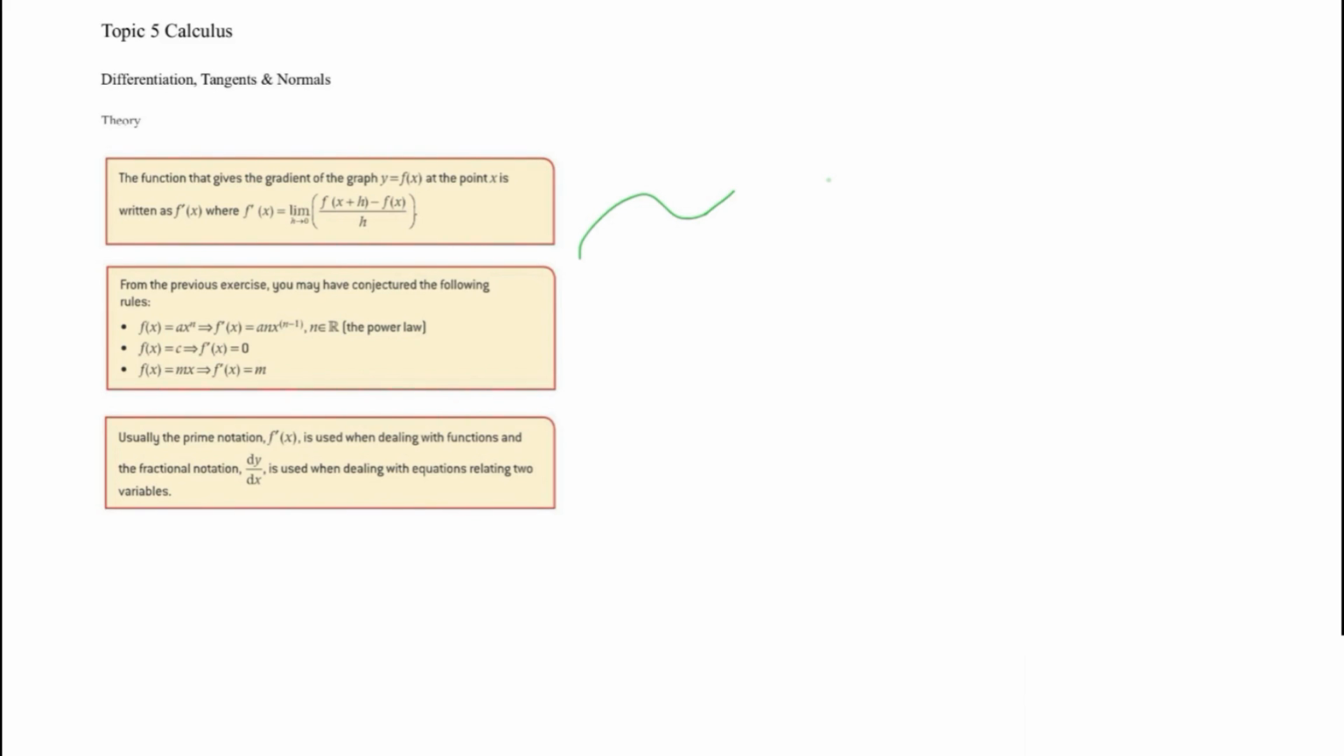And what I'm saying is that if I want the gradient, so the slope of this function in a functional form, so the derivative, that gradient will be given by this thing we call the derivative, which we use this notation f prime of x for. And this derivative, in its most basic, fundamental form, is equal to this monstrosity here.